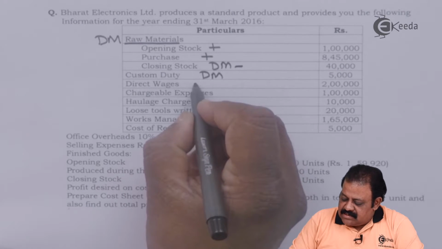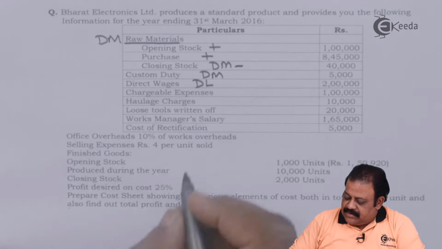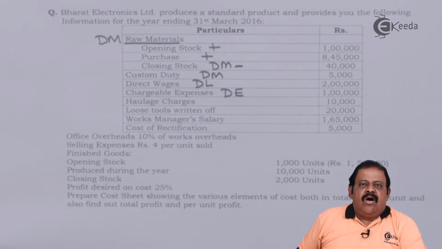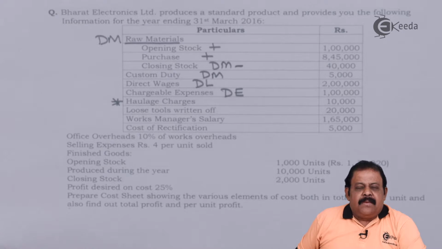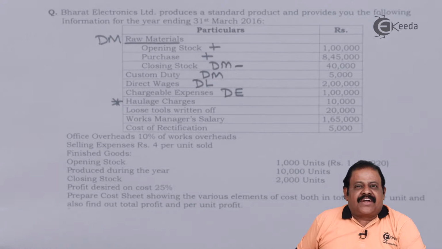Direct wages, direct labor, chargeable expenses, direct expenses. Haulage charges, this is an item which is typical. It means charges for carrying goods up to port. For example, factory is located at X place. From factory, for carrying the material from X place to the port or from port to X place, usually railway transport is used. The charges which are taken are called as haulage charges. These haulage charges should be considered as factory overheads.